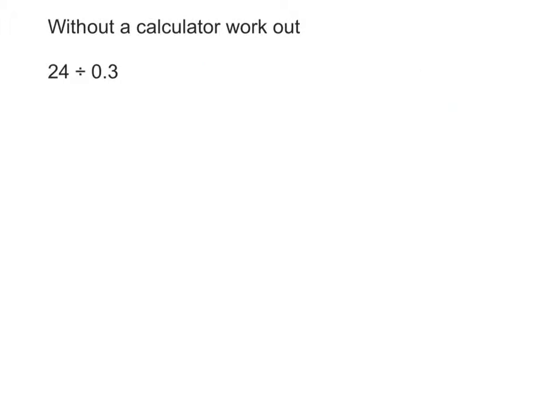So this one, without a calculator, work out 24 divided by 0.3. That second number here, I want to be a whole number, so I'm simply going to times it by 10. But that means I've also got to times this by the same 10. So that would change the question to 240 divided by 3. Now the answer to that question, 240 divided by 3, is the same answer as 24 divided by 0.3.